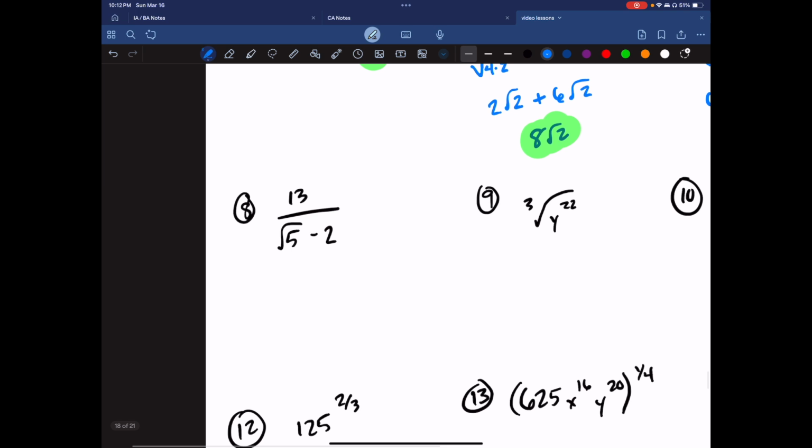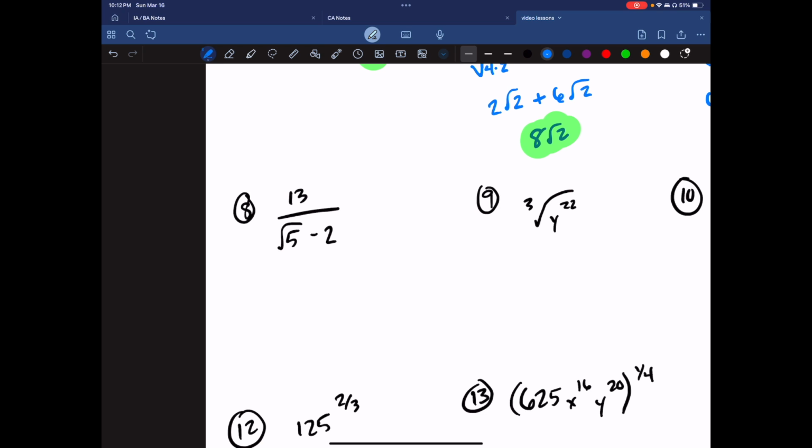All right. Number 8. When it comes to problems like number 8, here's the deal. We can't leave radicals in the bottom of a fraction. It's just frowned upon. And so we have this whole process called rationalizing the denominator that allows you to get rid of it. And it's essentially like multiplying by 1.